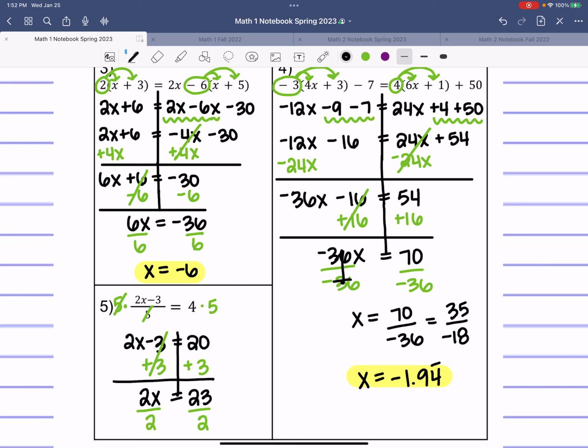So again, we have a fraction. Let's see, 23 divided by 2 is 11.5. And that's it. Now you have some examples to follow while you're practicing.